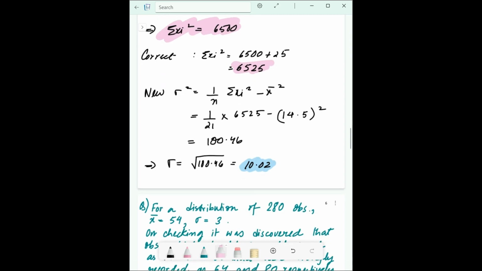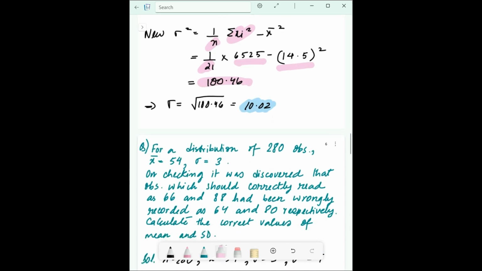Okay. Now, the new variance will be, as you put the new terms, 1 by n, where n is 21, summation of xi square is 6525, which is here, and the mean is 14.5. Therefore, you get the answer 100.46. Therefore, the sigma, which is the SD, will be 10.02. Okay, so you get the answer like that.